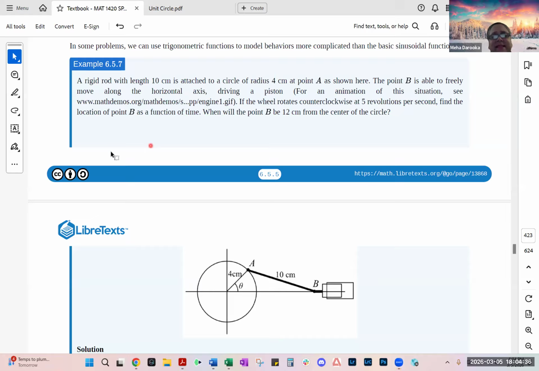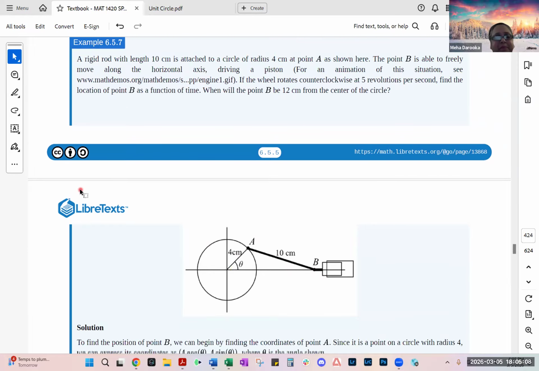All right, guys. So basically the idea is we know this point B is moving along a horizontal axis. They're saying it's driving a piston. So the wheel here is moving counterclockwise at 5 revolutions per second. And they want to know when point B will be at a distance of 12 centimeters from the center of the circle. So we're trying to figure out how to get to that.